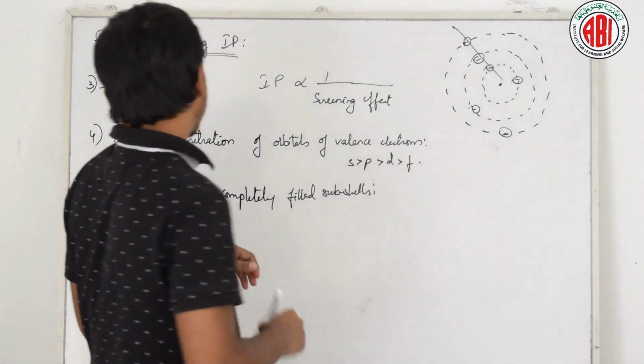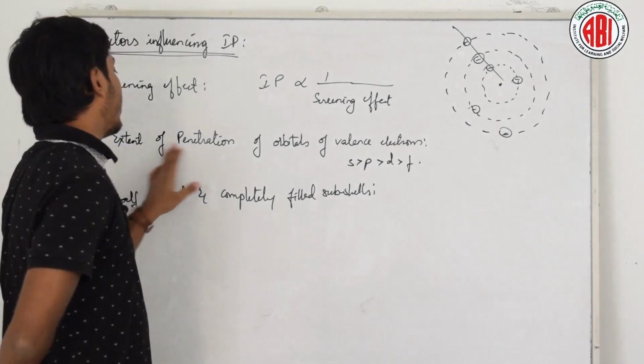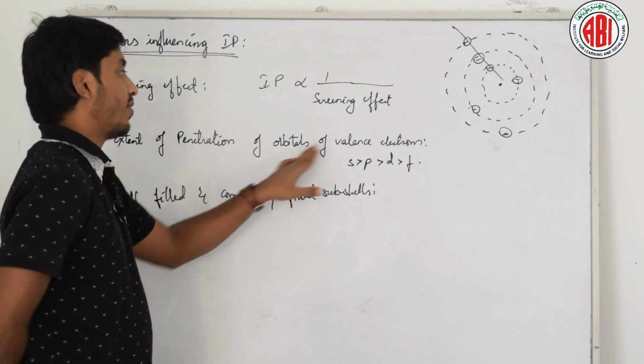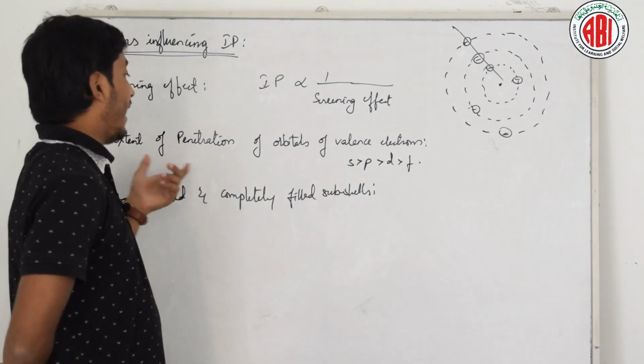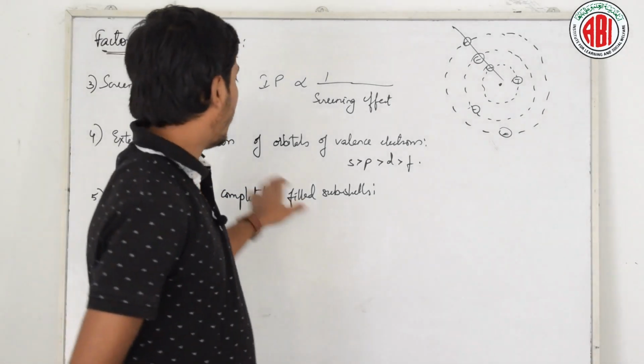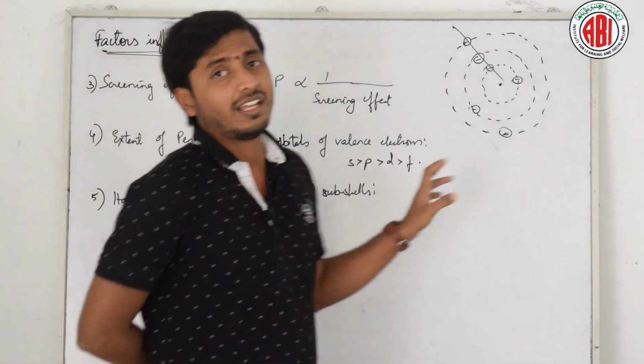Now see here, what is the next property? The extent of penetration of orbitals of valence electrons. Extent of penetration. What do you mean by the term penetration?